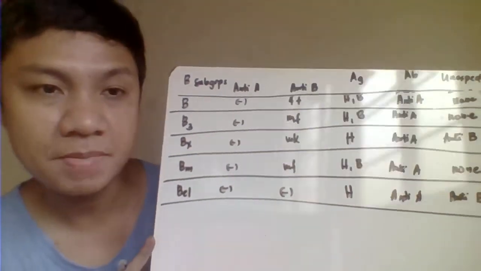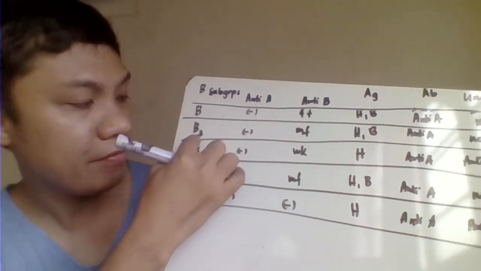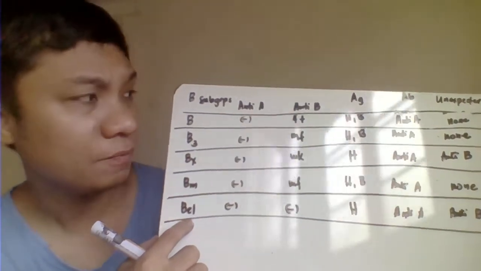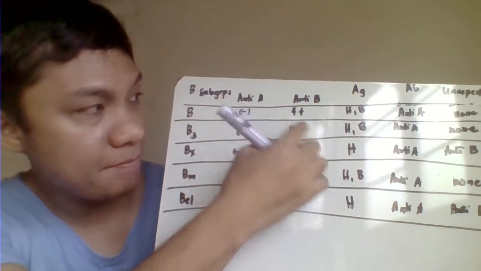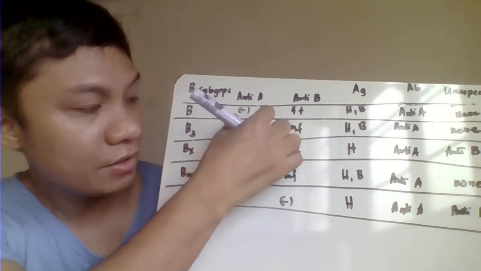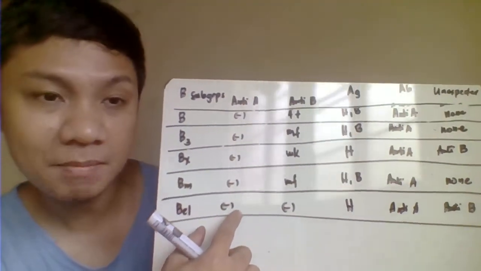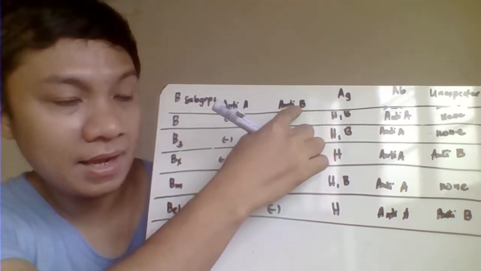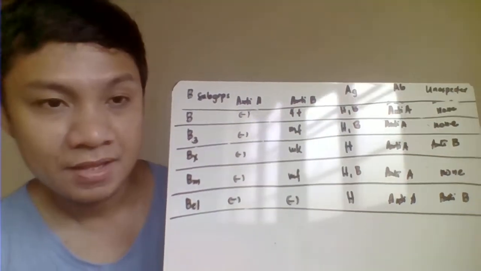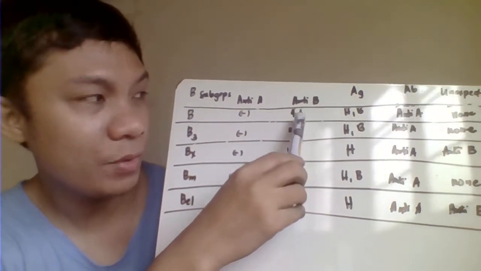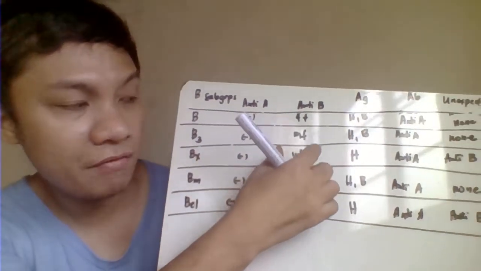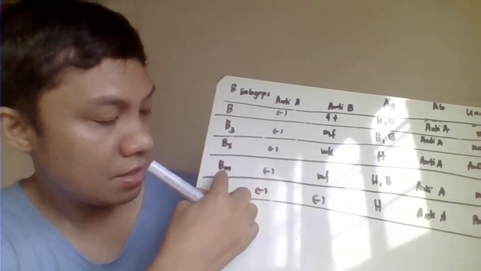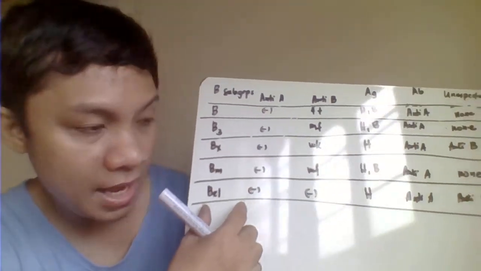Okay, then we have also here the B subgroups. We have here the B, your B3, BX, BM, and your BL. These are in your book. So, we have here your forward typing with addition of anti-A and anti-B. All of them will give a negative result with anti-A, because they have no A antigen. Addition of your anti-B antisera will give a positive reaction for them. Okay, so for the true type B, we have 4 plus. B3 would have a mixed field reaction, BX a weak reaction, BM mixed field reactions, and BL would have a negative reaction.